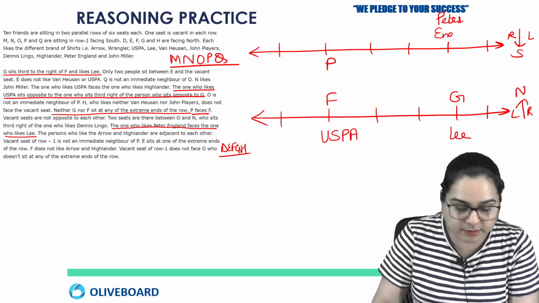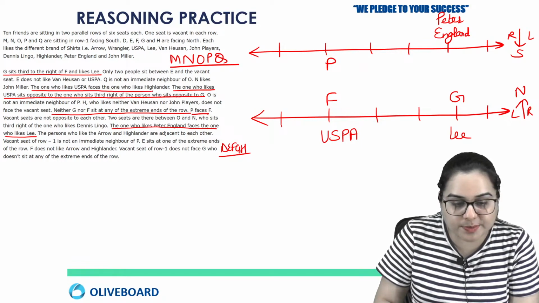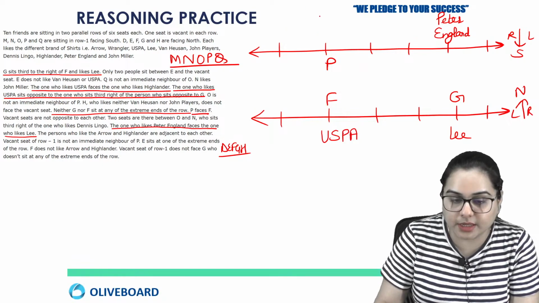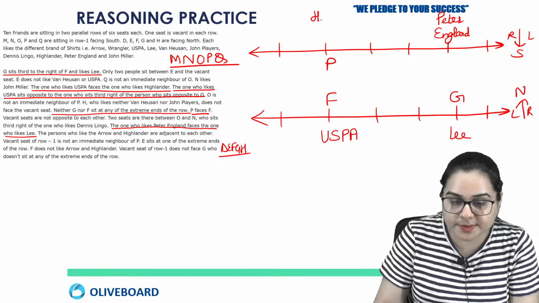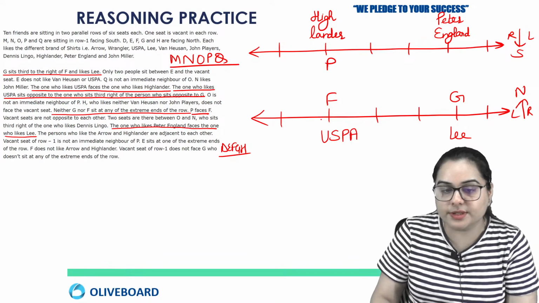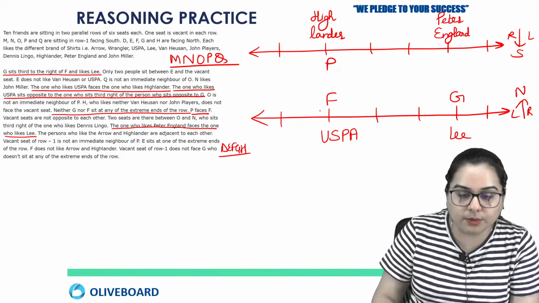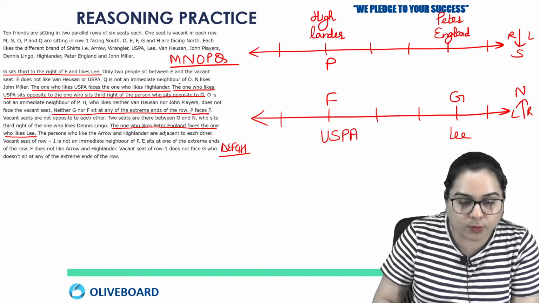Okay. One more information, the one who likes USPA faces the one who likes Highlander. Opposite to USPA, you have to write Highlander. Okay, so now this is also filled. So we have filled all this, right? So now what else we can do?